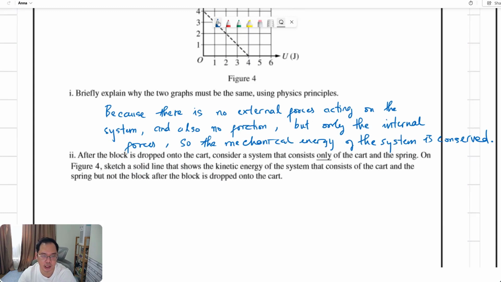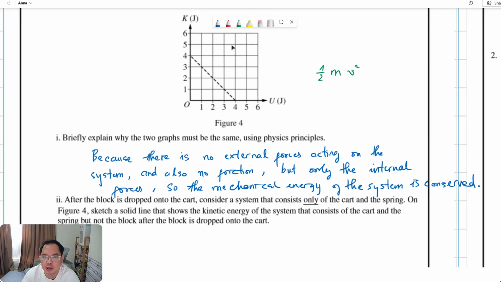After the block is dropped on the cart, consider a system that consists only of the cart and the spring. On figure 4, sketch a solid line that shows the kinetic energy of the system that consists of the cart and the spring, but not the block, after the block is dropped on the cart. To answer this question, we need to understand the two formulas. For kinetic energy, 1/2 mv squared, where v here is the new speed of the system, which is lower than the initial speed before the collision, and the mass m here is now 4m0, which is greater. So the new speed v must be smaller than before.